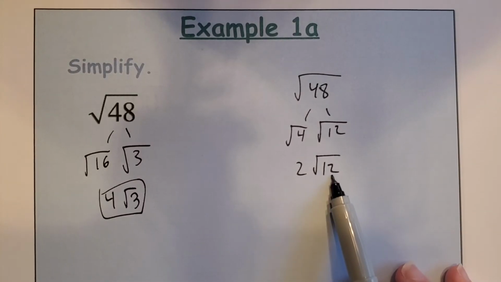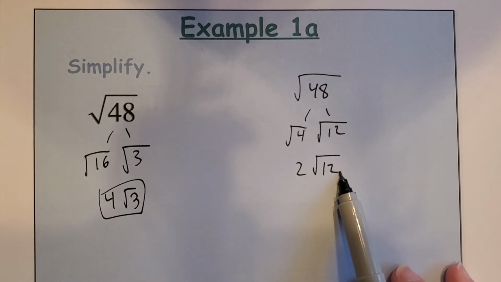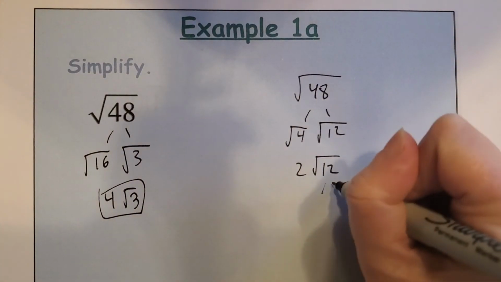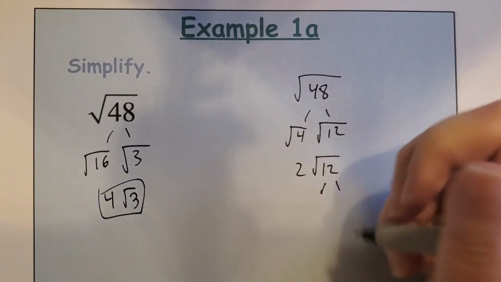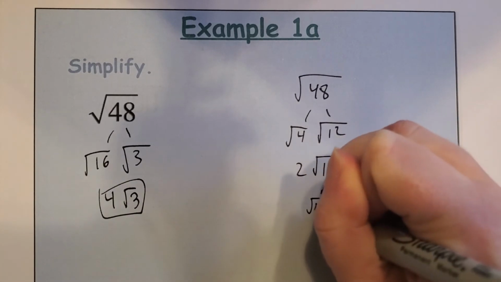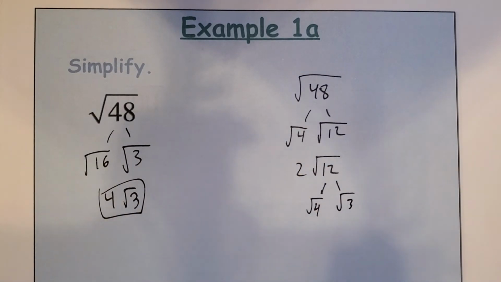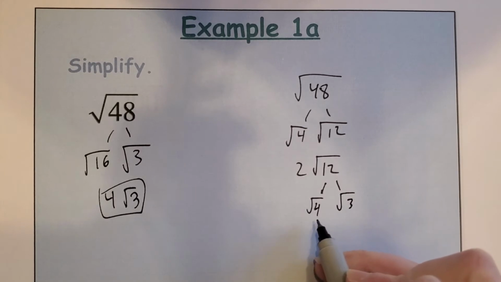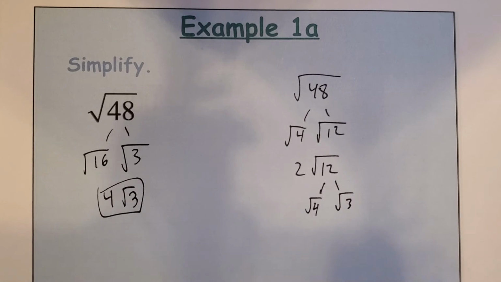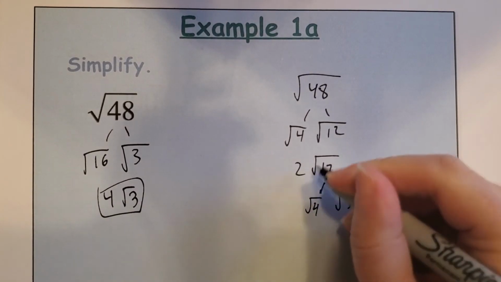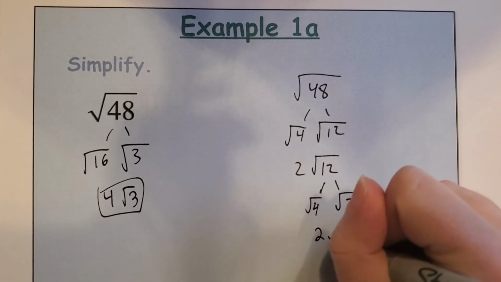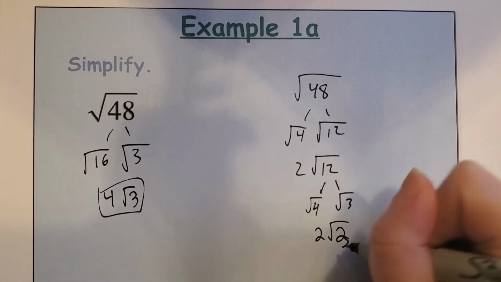What are some other factors of 12? We've got 1 and 12, we've got 2 and 6, and we've got 4 and 3. 12 could be broken down even further into 4 and 3, which means the square root of 12 is the square root of 4 and the square root of 3. And there's your perfect square of 4 that we worked with earlier. The square root of 4, again, is going to be 2. So the square root of 12 can simplify down even further into 2 root 3.